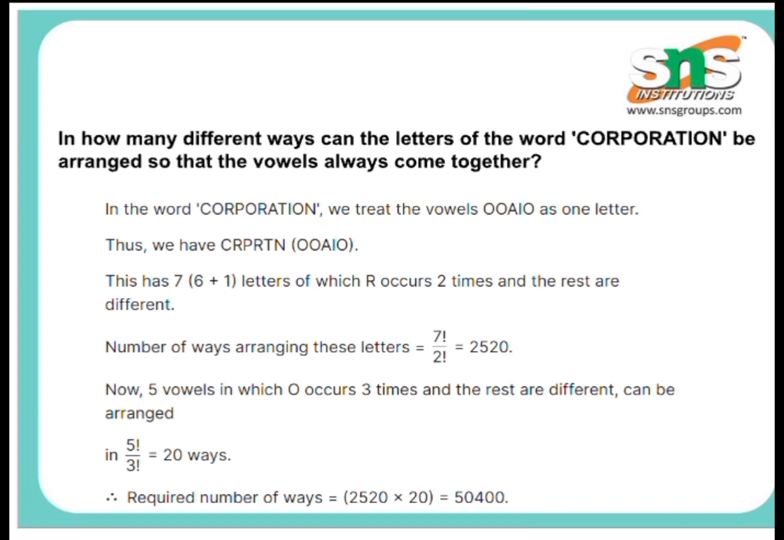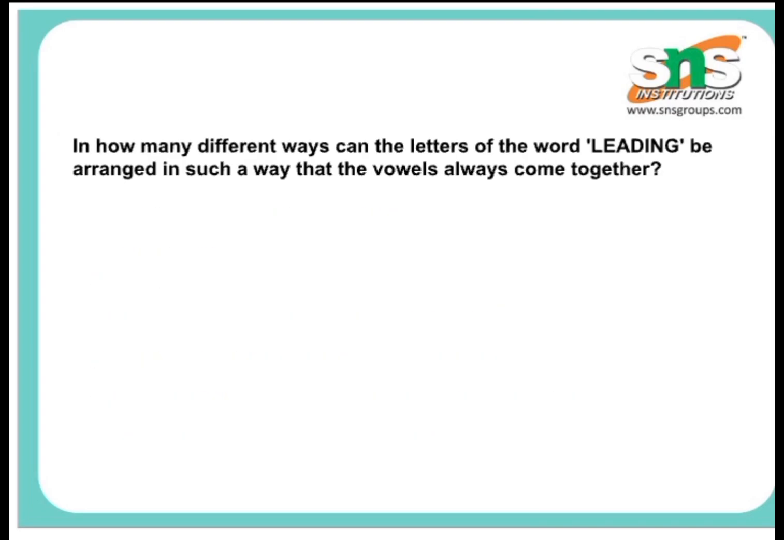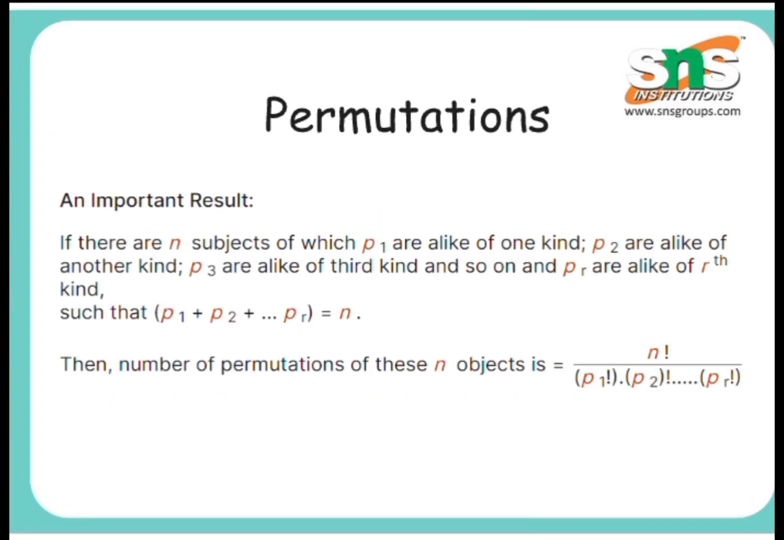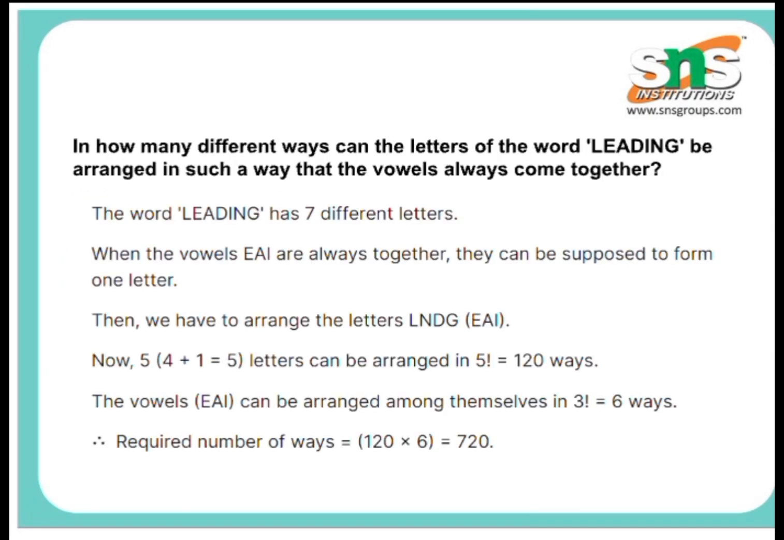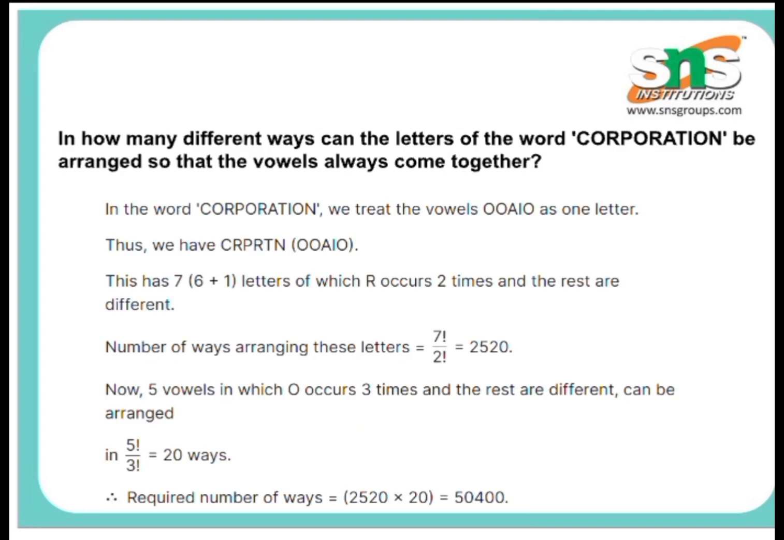Hope you understood the result which is given here. Whenever we have a word like CORPORATION in which letters are repeating, when n objects and p1 of one kind are repeating, we divide by p1 factorial and solve the problem. We will continue the series with combinations in the next session.